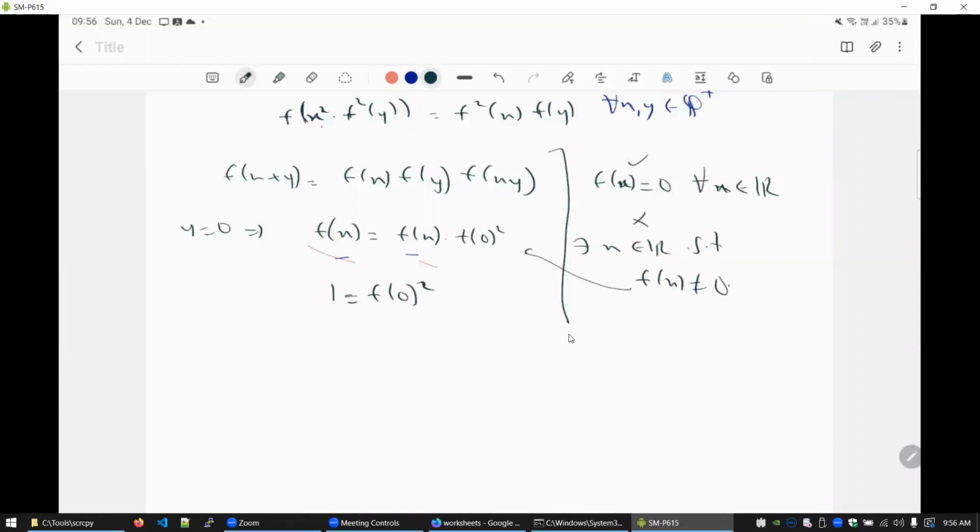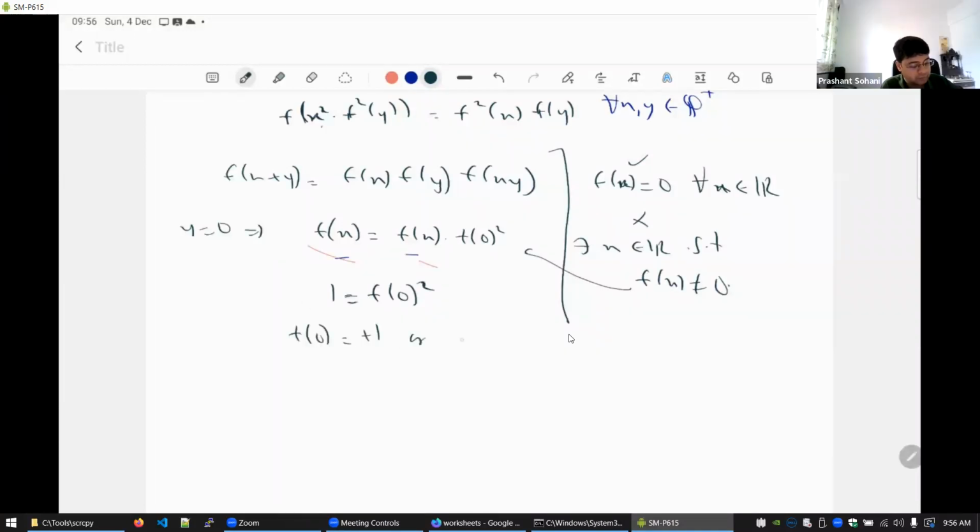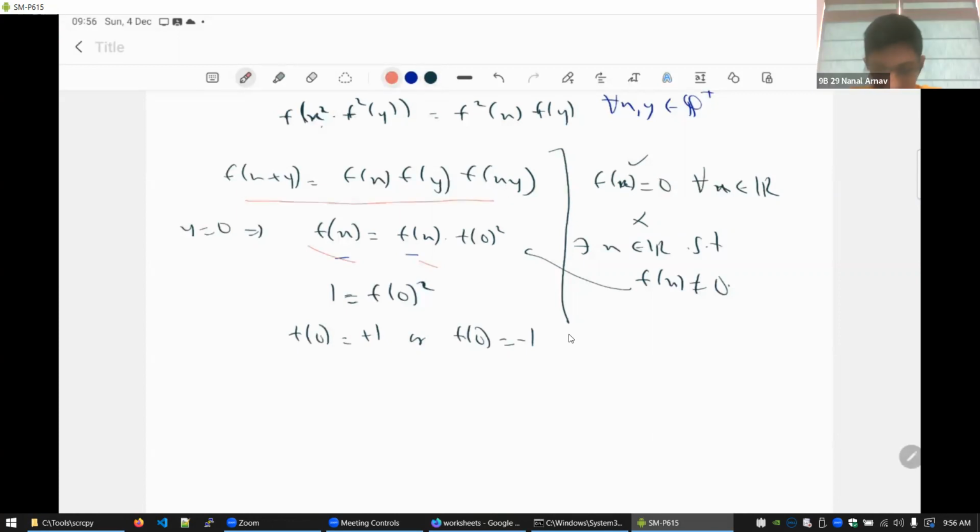But f of 0 is plus or minus 1. f of 0 is plus 1 or minus 1. So at this point, we don't know which of the two values f of 0 will take. What else can we find out from the original equation? I think I'm able to calculate for natural numbers in terms of f of 1.